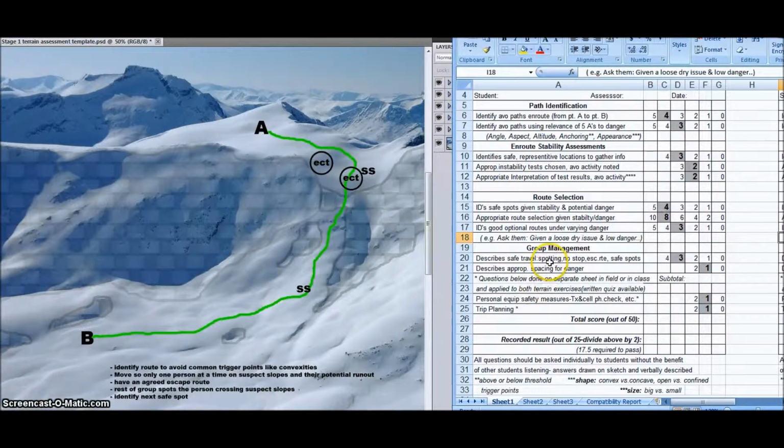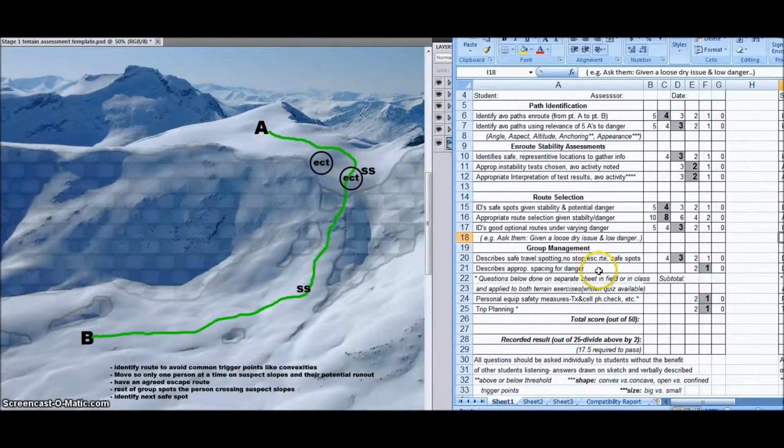Under group management, we've got describe safe travel techniques, and there is 1, 2, 3, 4 things to consider here. There's actually a 5th one, which is appropriate spacing, but it's been shown as a separate category in the next question. So for those 4 to consider, there are 4 points available. I look down over to this area, and I see what my student has written, and he's managed to get 3 of the 4 points there. The only thing he's missed is no stopping. So I would award him a 3 in this instance.